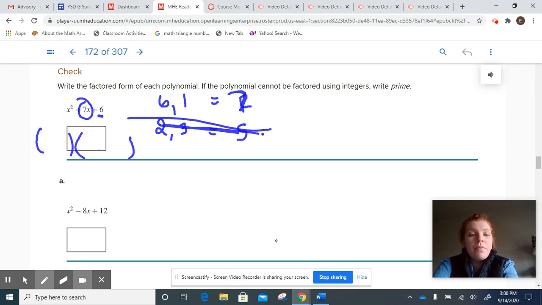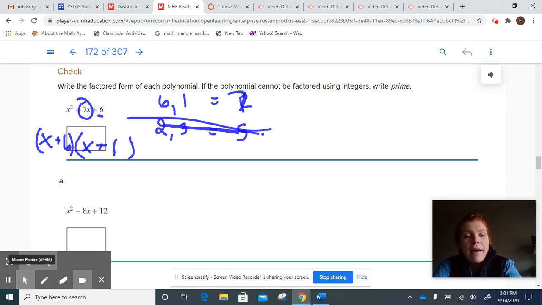Set them up. Split up the x's. 6, 1. You can flip-flop them if you want to, because it's going to give you the same answer. And there you go. Okay. So let's look at this next one.